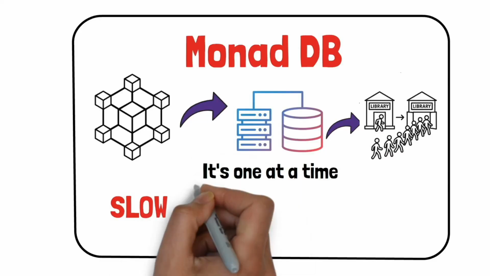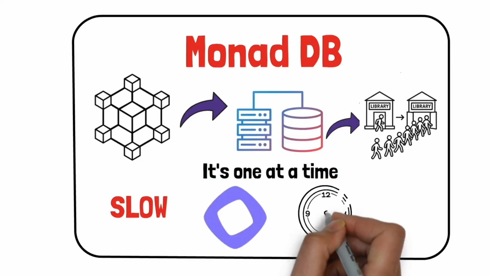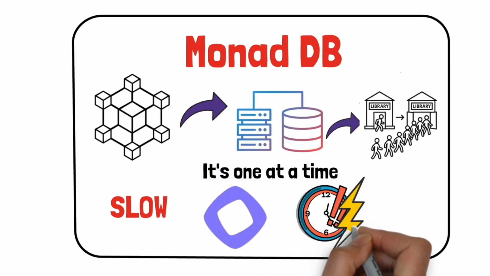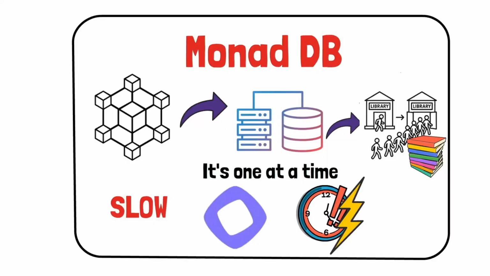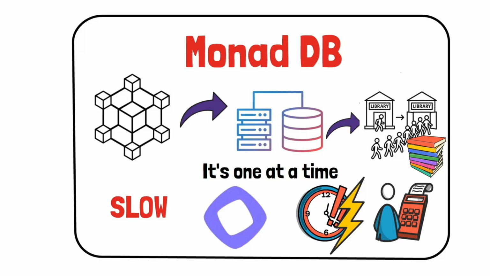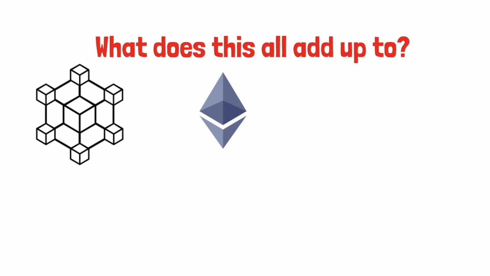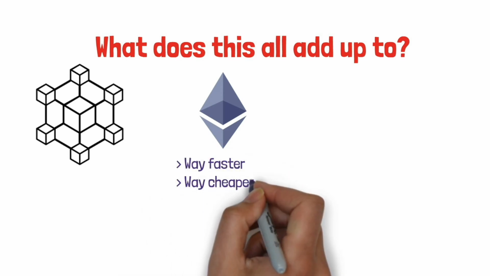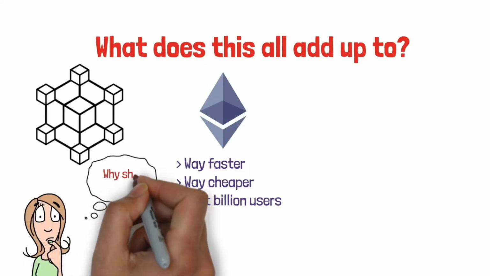Monad built its own custom storage system, namely MonadDB, that's made just for the unique needs of high-speed blockchains. This is like a library where everyone can search for their books all at the same time. It's much faster, cheaper, and more efficient. MonadDB handles data more efficiently, which speeds up every app and every transaction. So, what does this all add up to? A blockchain that's just like Ethereum, but way faster, way cheaper, and ready for the next billion users. No compromises.